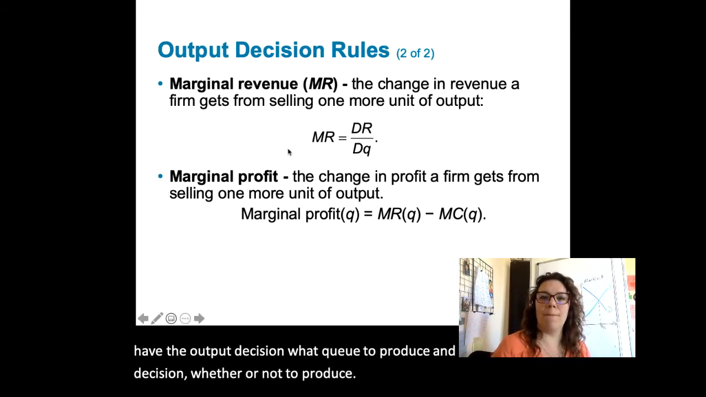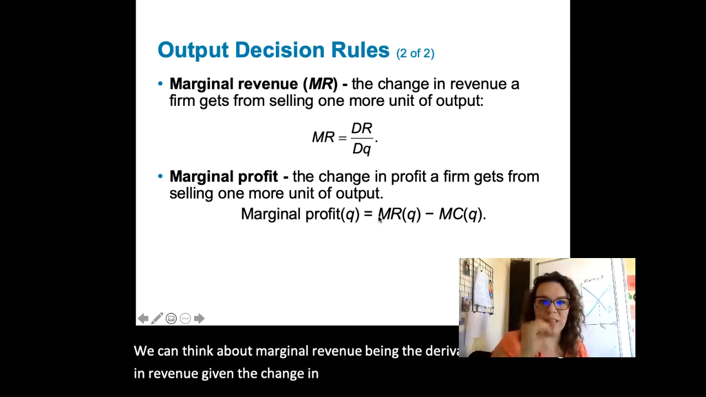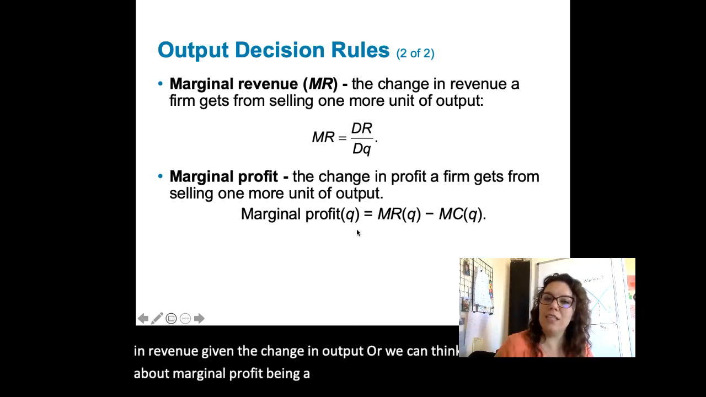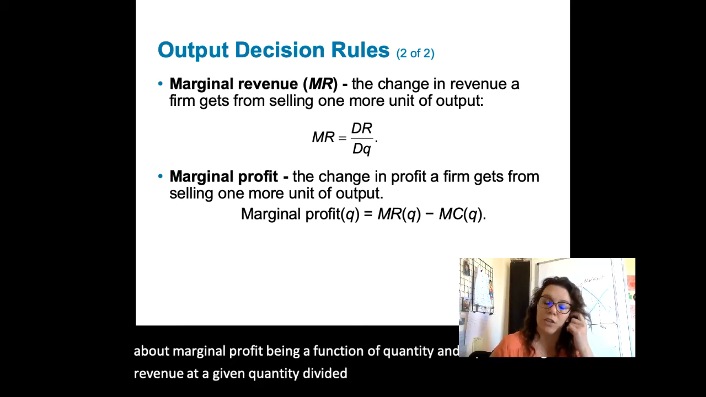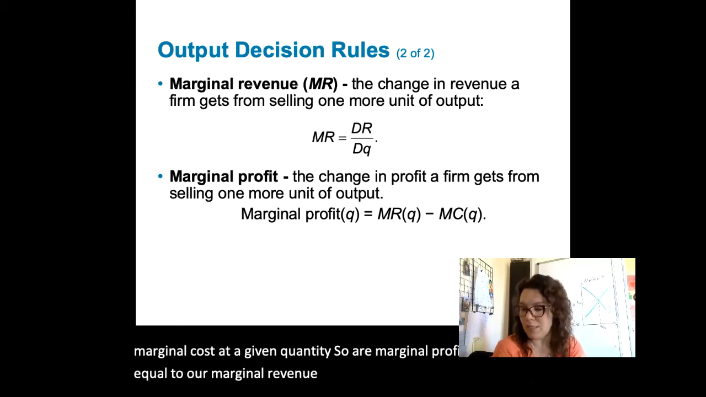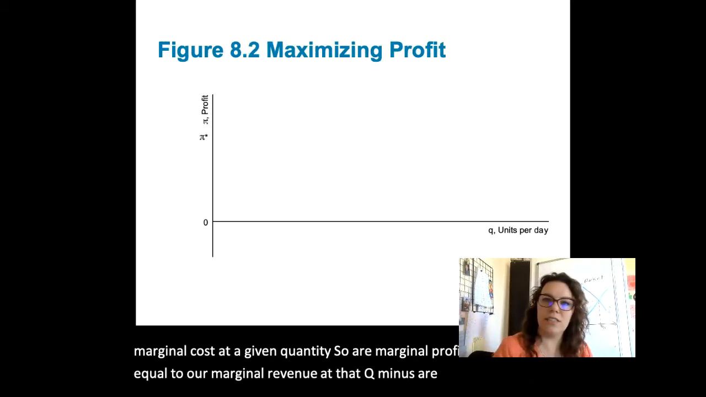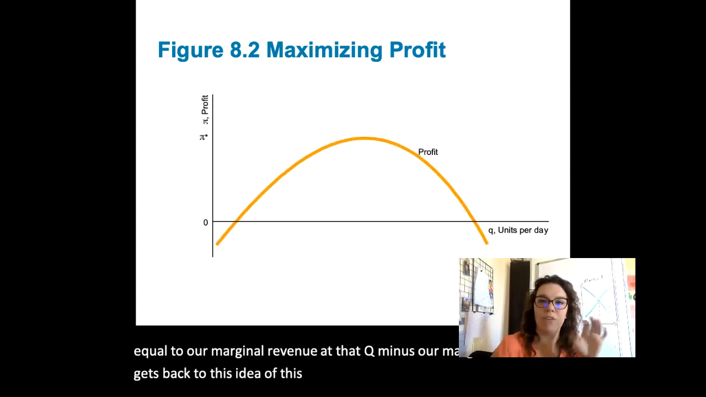We can think about marginal revenue being the derivative of the change in revenue given a change in output. Or we can think about marginal profit being a function of quantity and equal to marginal revenue at a given quantity minus marginal cost at a given quantity. So our marginal profit at some Q is equal to our marginal revenue at that Q minus our marginal cost. So this gets back to this idea of this maximizing point, this profit maximizing point.